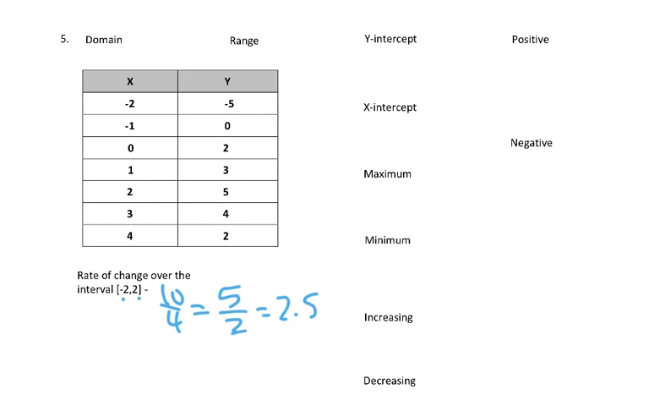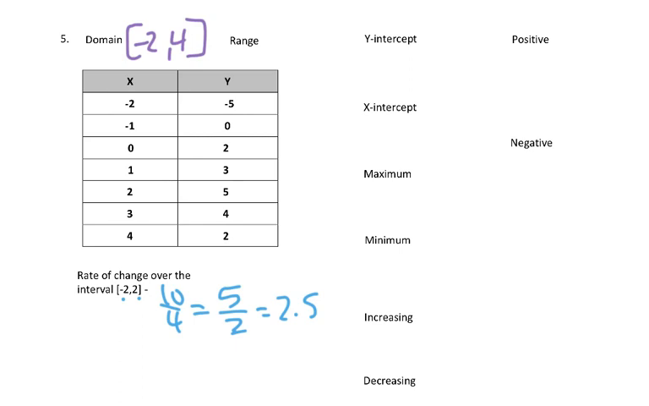Now, for the domain, we just do all the x values. They're in order, so we're just going to say negative 2 to 4. Now, we could just list every single one of these numbers and call it good as well, because we don't know if this table is continuous or discrete. Technically, if it's just a table, we should probably write them all out, but I prefer that we just do the negative 2 to the 4.